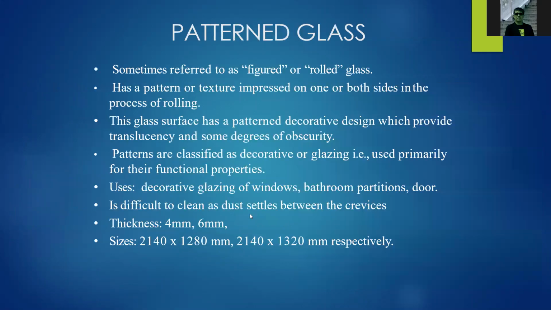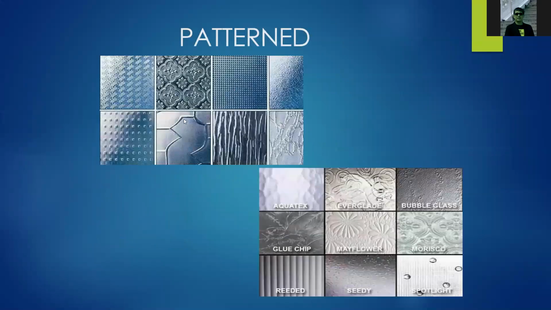Pattern glass is sometimes referred to as figured or rolled glass, as a pattern or texture is impressed on one or both sides by the process of rolling. This glass surface has a decorative pattern design which provides translucency and some degree of obscurity. Patterns are classified as decorative or glazing, used primarily for their functional properties. It is used for decorative glazing of windows and bathroom partitions. One disadvantage is that it is very difficult to clean because of the crevices. The thickness is about 4 to 6 millimeters. Sizes range from 2 by 1.2 meters and 2.1 by 1.3 meters. So these are samples of pattern glass.